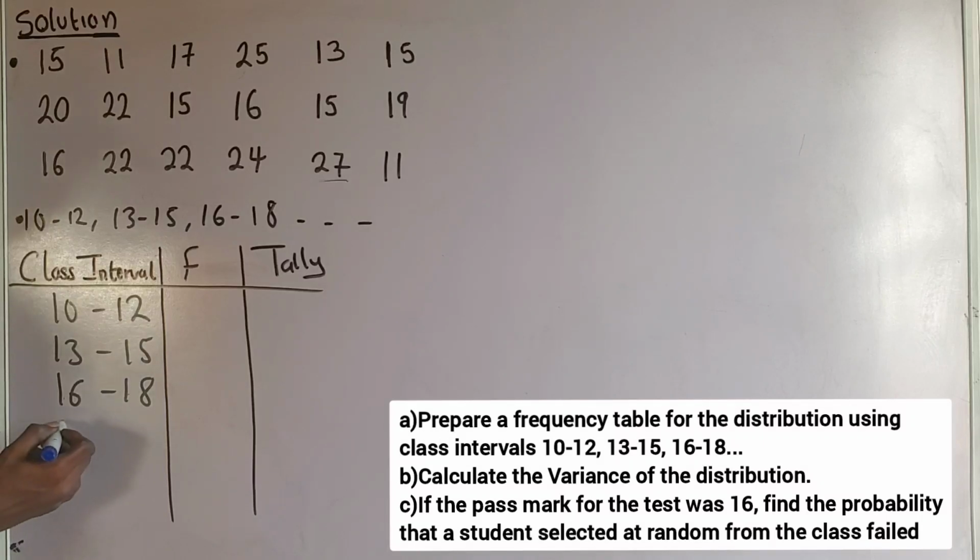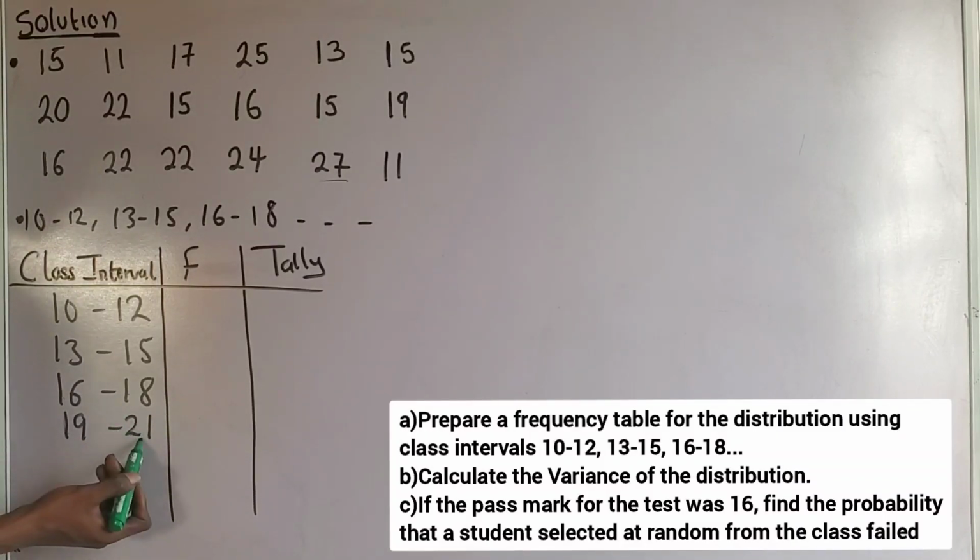19 plus 2, that is what? 21, right? So I'm going to have 19 to 21. The last one is 21, so the next one will be 22. 22 plus 2, that is what? 24. So 22 to 24.